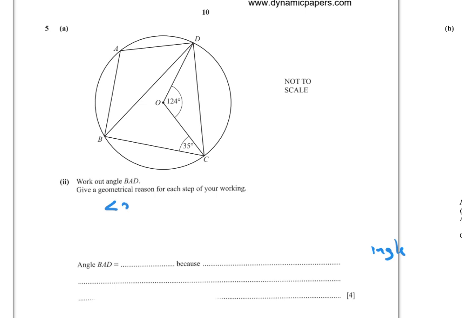Angle OCD equals 180 minus 124 divided by 2 because this is an isosceles triangle. 180 minus 124 divided by 2 equals 28 because triangle OCD is isosceles. Now this angle 28 and this also 28.